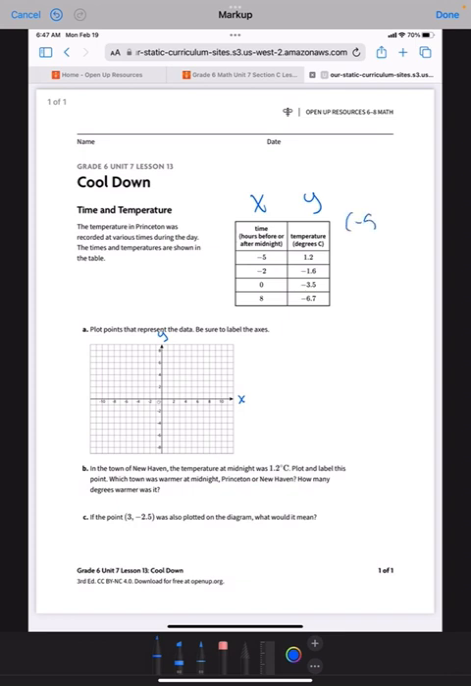Another way to think about them is in their ordered pairs, right? So I always rewrite mine. And then I plot them. If you will plot them now, that would be great. I'll give you about a couple minutes.